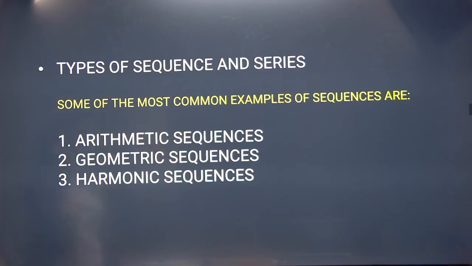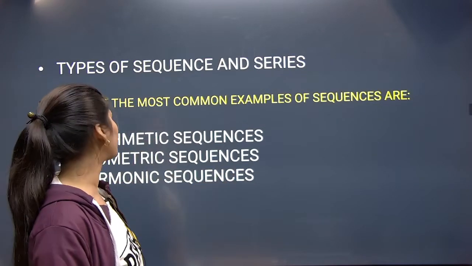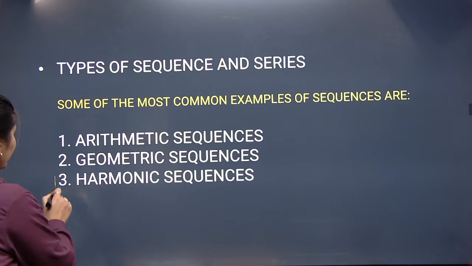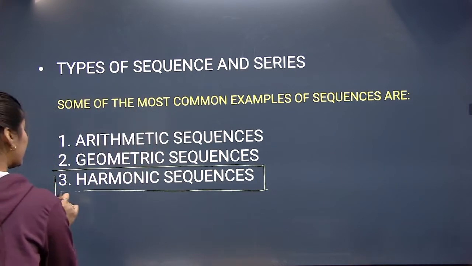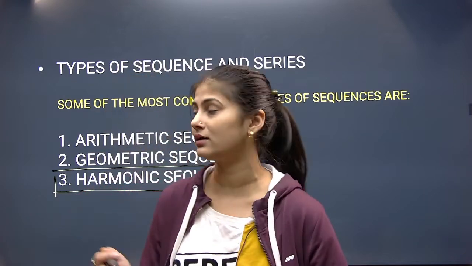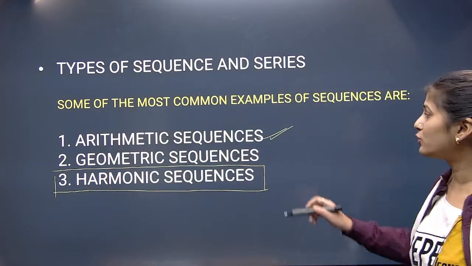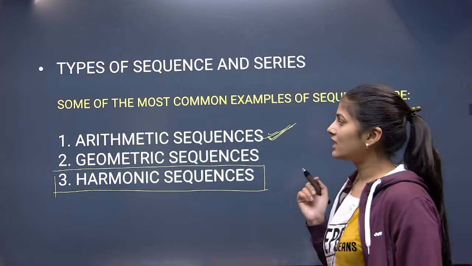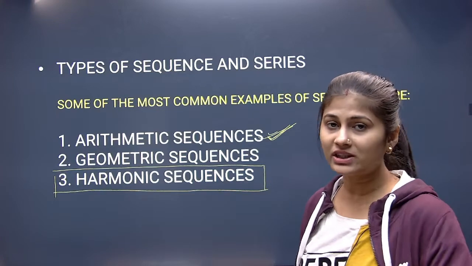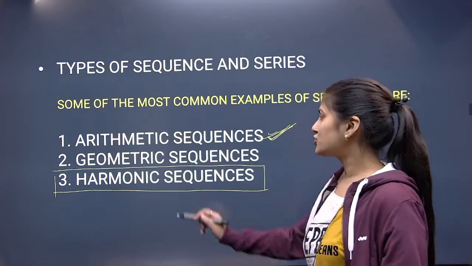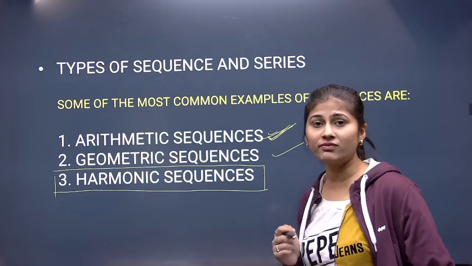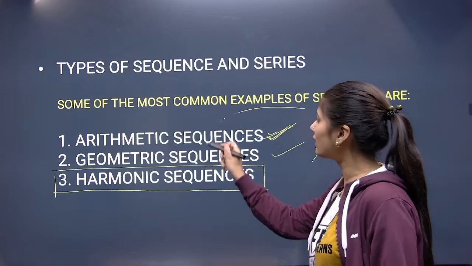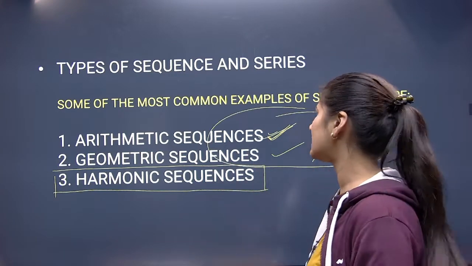This is types of sequence and series. Some of the most common examples of sequences are arithmetic sequences, geometric sequences, harmonic sequences. This is not in our syllabus, so we will not discuss it right now. We will discuss it later. Arithmetic sequence, you are familiar with this. In this sequence, the terms follow a certain pattern in which some constant is added to each successive element or subtracted. In geometric sequences, some constant is multiplied. So we add something in this and we multiply something in this. This is the only difference between these two sequences, and the formulas are obviously different.